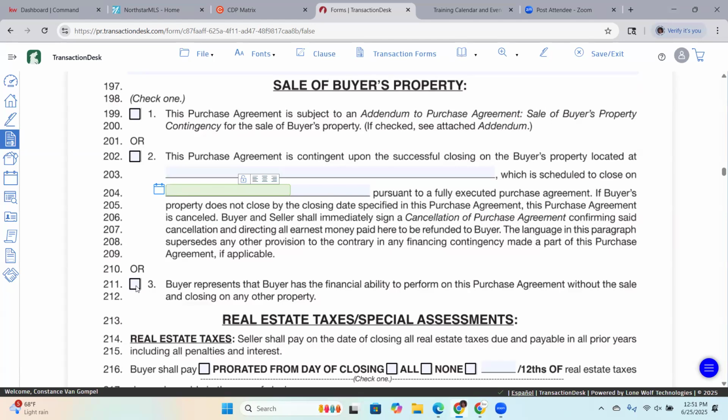Line 211, buyer represents that the buyer is able to perform without the sale of the closing of other properties. Okay. So the addendums are in number 1 of the property where you're going to check, and we can bring up the amendment later where you put in the address and you put in how many days it's going to take to go on the market. And maybe it is on the market and you're just waiting for a successful closing. Does that make sense? Okay.